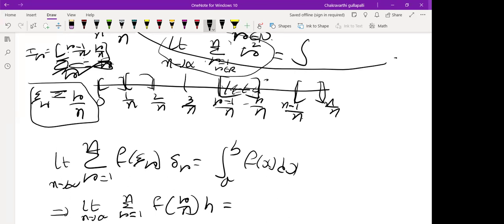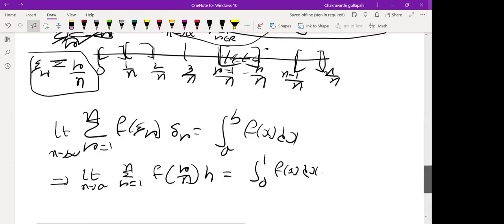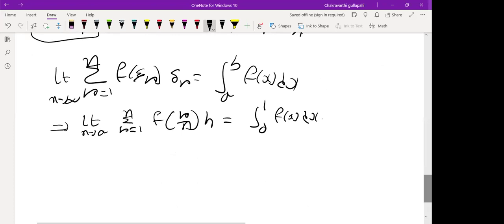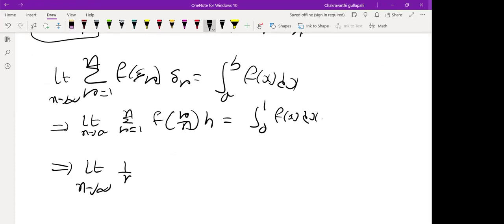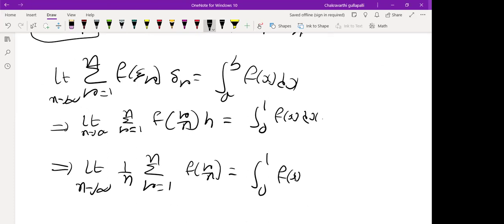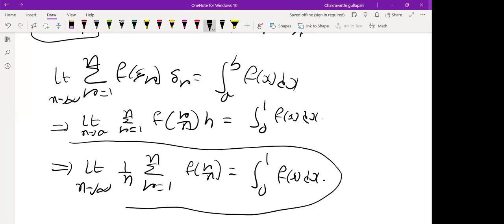H is nothing but 1 by n. A is 0, B is 1, because the interval is 0 to 1. So we get this as the special case. H means 1 by n. So the summation is for r, and you can take 1 by n, H, out. Summation 1 to n f of r by n is nothing but equal to integral 0 to 1 f(x) dx. Very, very interesting result. The summation of this over the interval 0 to 1 will give you this result.